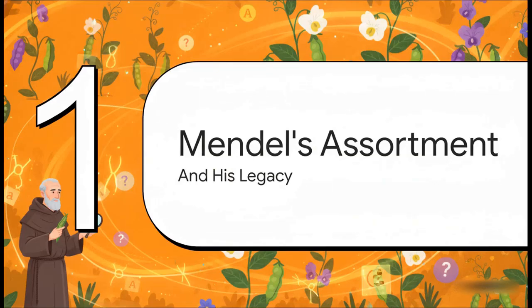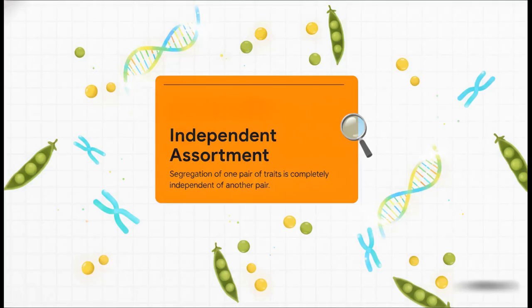Let's kick things off with Section 1, Mendel's assortment and legacy. You've probably heard of Gregor Mendel, right? Well, he formulated this absolutely foundational abstract rule called the law of independent assortment. Basically, it states that when you combine two pairs of traits in a hybrid, the way one pair segregates or separates is completely independent of the other pair.